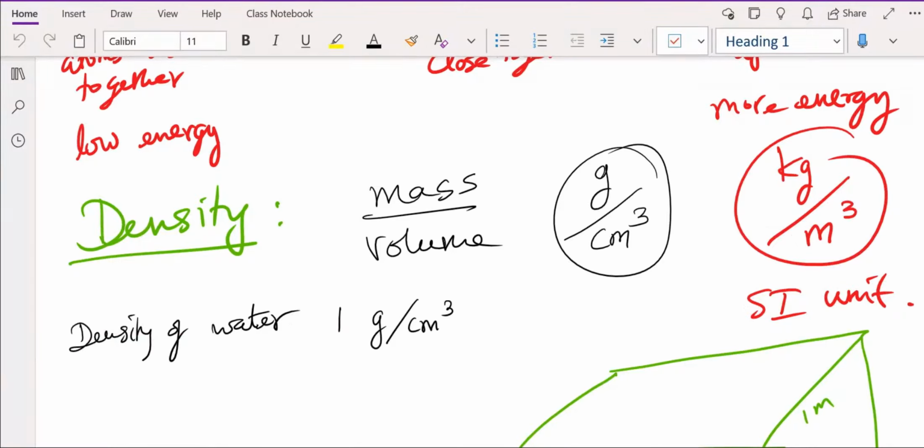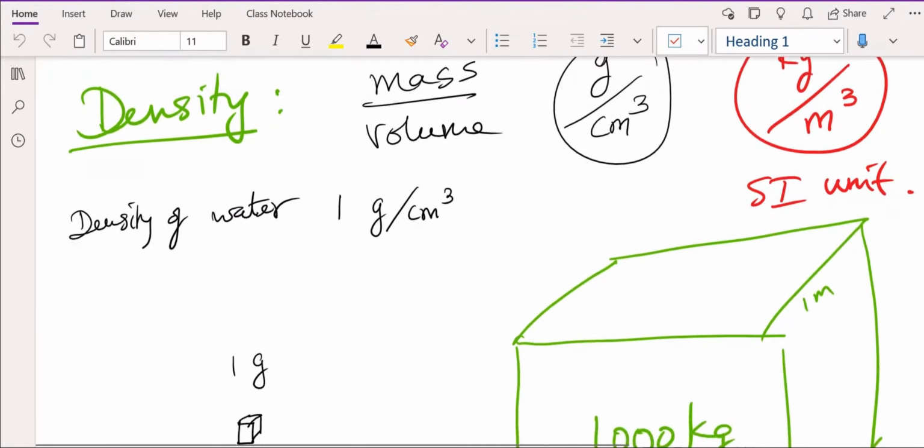Density is defined as mass per unit volume. Gram per centimeter cube is a unit that can be used. Kilogram per meter cubed can be used. You can also use pounds per cubic feet. That also is fine. But the SI unit is only one, which is kilogram per meter cubed. And we also went through the density of water as 1 gram per cubic centimeter.